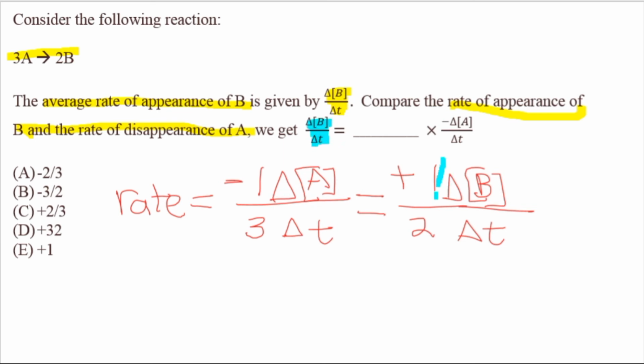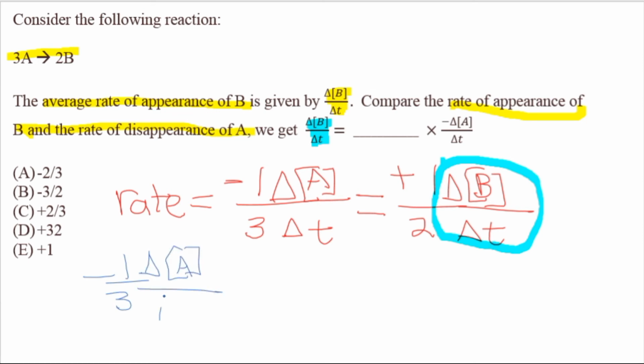So pretend that this is our X and we need to figure out how to get rid of this 1/2. So the way that we do this, I'm going to go ahead and rewrite this in blue. So we have -1/3 change in A over change of time is equal to 1/2 change of B over the change in time. And so if I just want the change of B over the change of time, I need to get rid of this 1/2. We'll multiply by 2 to both sides.